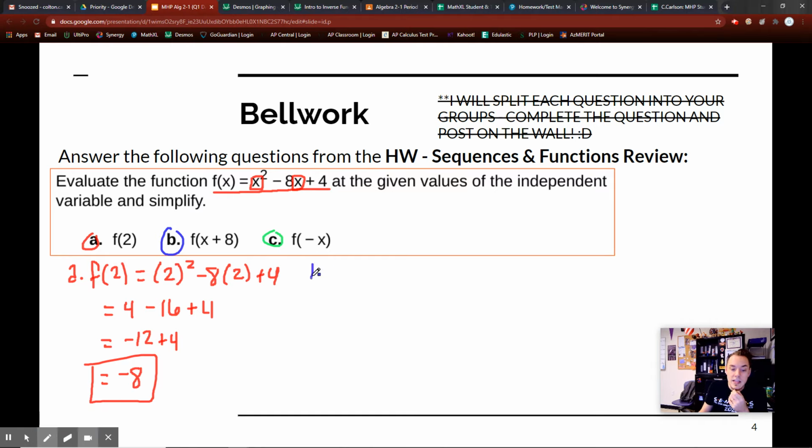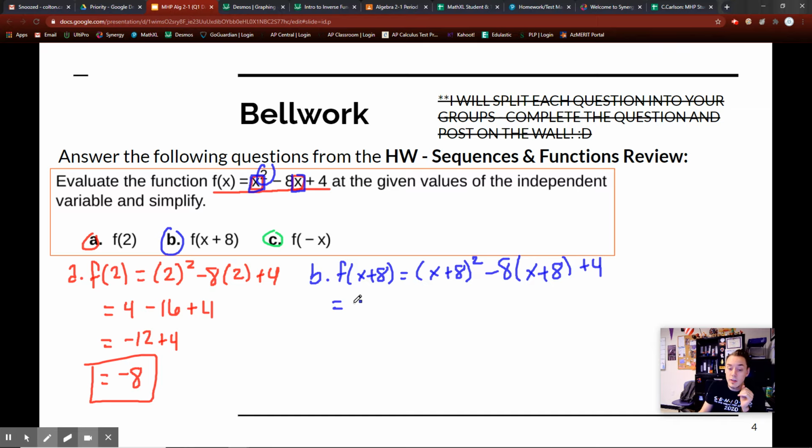Let's go to B. B, what do I have? I have f of x plus 8. I'm plugging x plus 8 everywhere I see an x, including this, where I'm going to square it. So that means I'm going to plug in x plus 8, square it, because that's what my problem says right there. And then minus 8 times x plus 8, and then plus 4. So that's what it looks like when I substitute, literally, x plus 8 inside of my function.